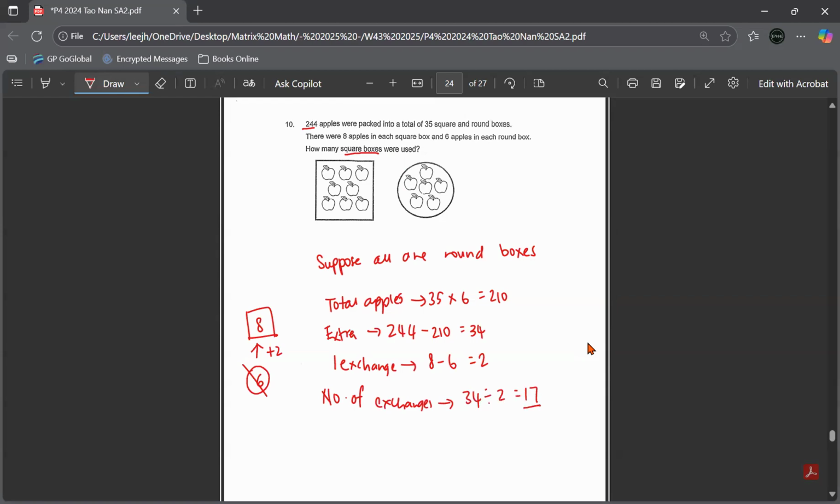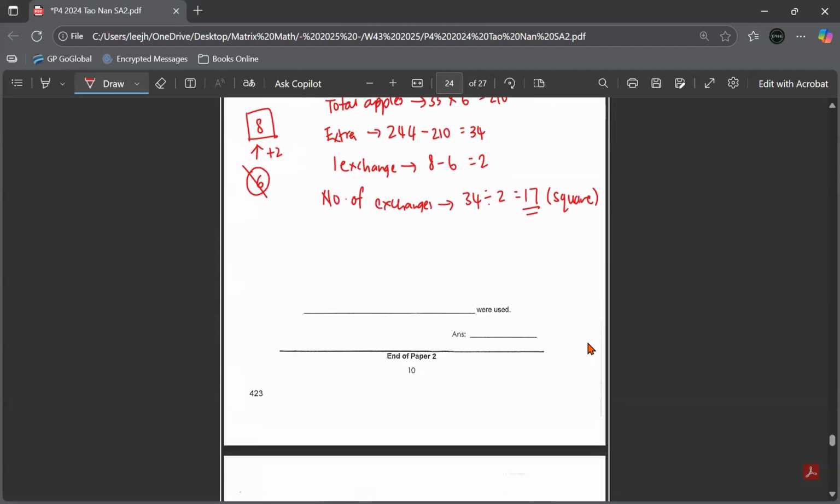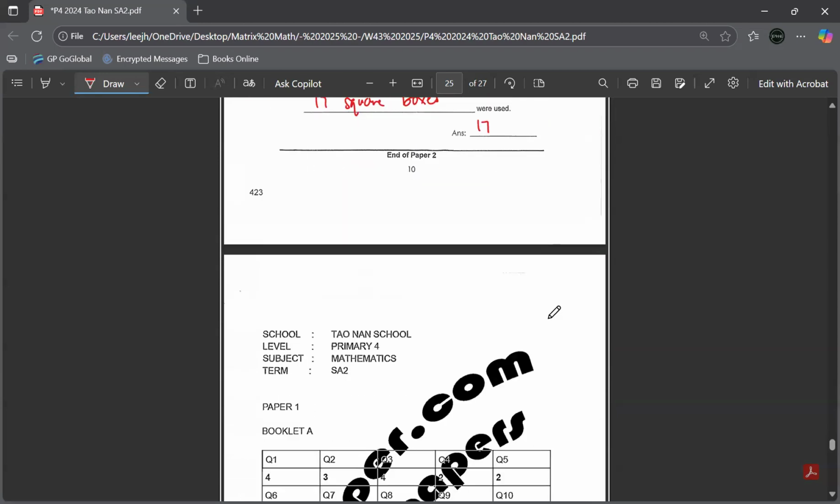So how many exchanges will be how many square boxes you exchange for? So how many square boxes were used? Your answer is 17 square boxes were used. So you write down 17. Okay. Oh, that's the end.